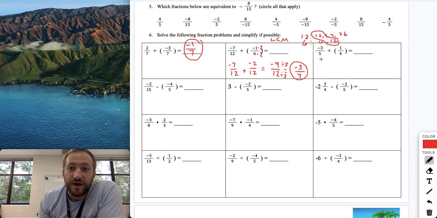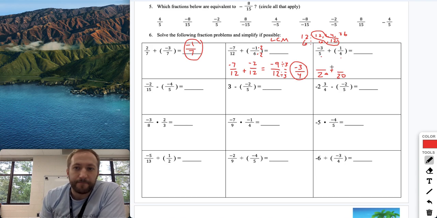Let's look at the next one. Are the denominators the same? 5 and 4? No, they're not, but I need them to be the same. I know that they have a lowest common multiple of 20. The more you do this and the more you practice, the quicker you're going to be able to recognize lowest common multiples. Okay? 4 and 5, I could list them all out, but the lowest common multiple would be 20.